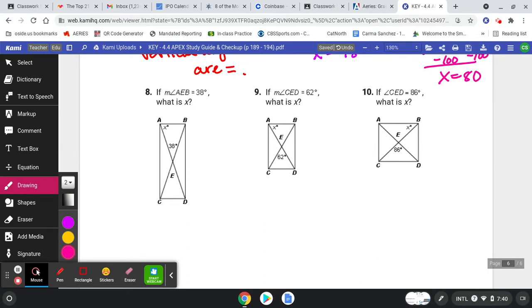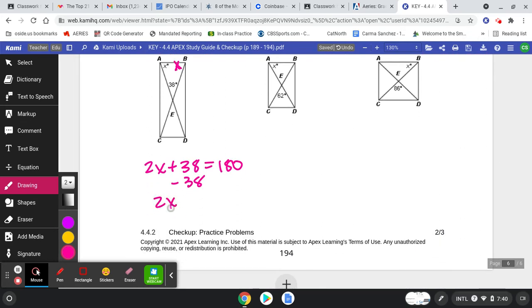Here they gave us 38 and they want that x. Remember that we know that those 2 base angles are going to be the same. So 2x's plus 38 equals 180. And when you subtract 38 from both sides, we get 142. And when you divide by 2, we get that x is equal to 71.